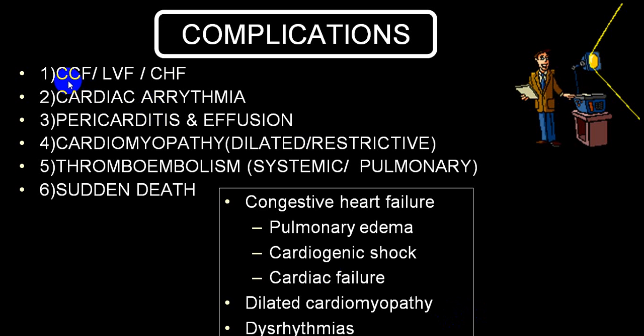Complications: the most common complication is congestive heart failure, or a person might have right ventricular failure, left ventricular failure, cardiac arrhythmias, pericarditis, pericardial effusion. In a recovery stage, a person can develop dilated cardiomyopathy or restrictive cardiomyopathy, thromboembolism, which can be systemic or pulmonary, and some persons can have sudden cardiac death.